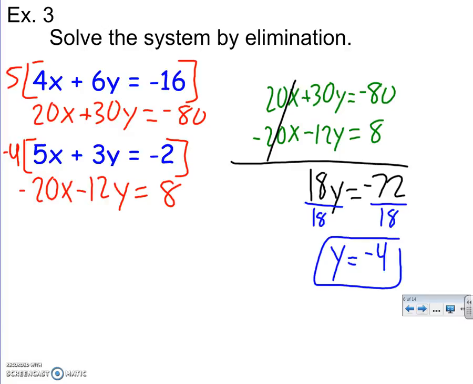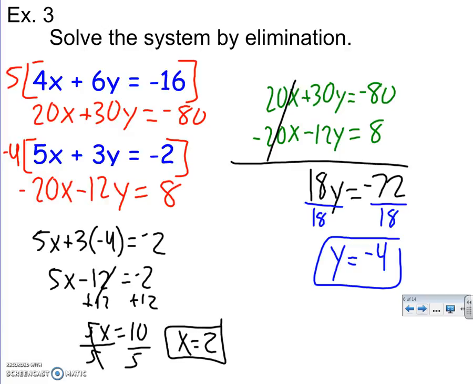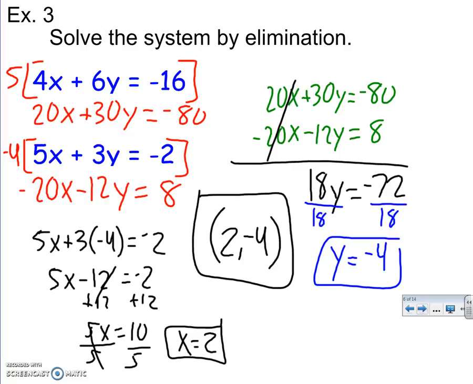Once you have y, we've got to find x. Pick one of the original equations, or anything you've done so far, and plug it in. I'll use that bottom one. So 5x plus 3, y was negative 4, equals negative 2. 5x minus 12 equals negative 2. Add 12 to both sides. 5x equals positive 10. Divide by 5. X equals 2. So I have my x and my y. I'm going to write it as a coordinate. That's the answer. If I plug both of them into both original equations, they'll both turn out true.